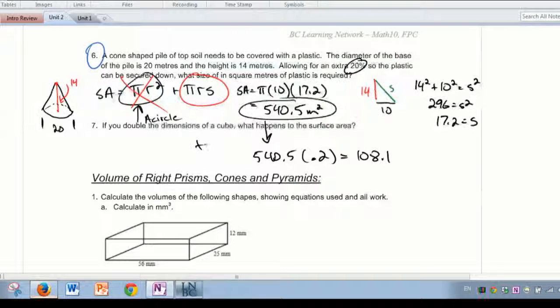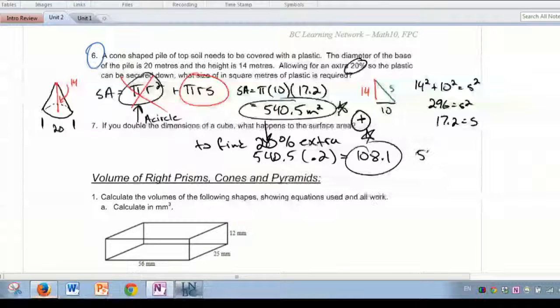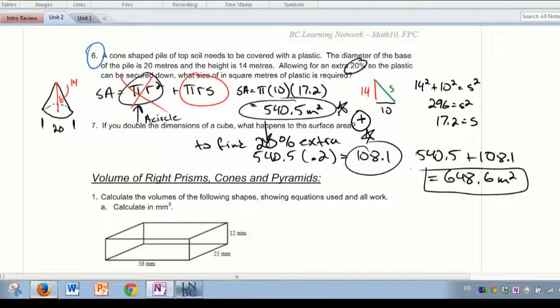So this is to find the 20% extra. So 108.1 is the extra 20%. If the original tarp was the 540, and I have to allow an extra 20%, I'm going to have to add these two things together. So I'm going to take the 540.5, and I'm going to add the 108.1. So I'm going to end up with the 648.6. And again, this is meters squared. So hopefully that makes a little bit of sense.